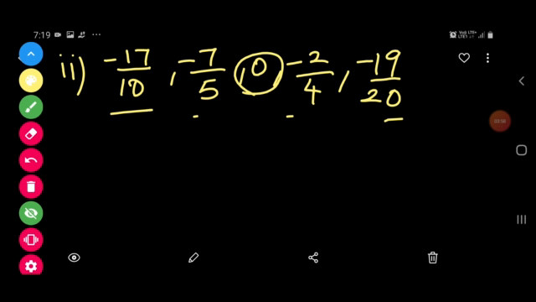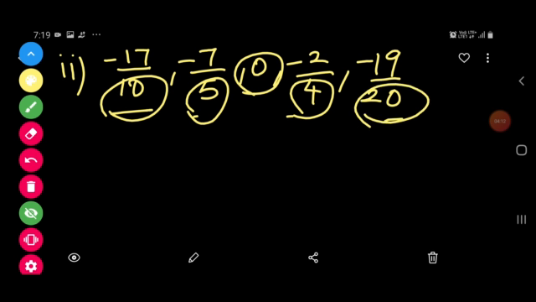So I will take the numbers. First I have to conclude which one is the least number and which one is the greatest number. For that I need to change every denominator to the same denominator. Here the given denominators are 10, 5, 4, 20. They are different. So I have to take the LCM of 10, 5, 4, 20.